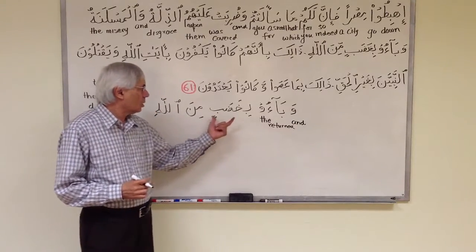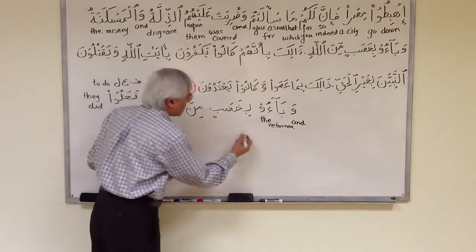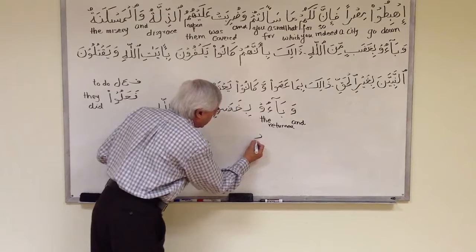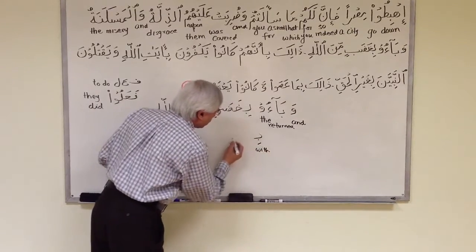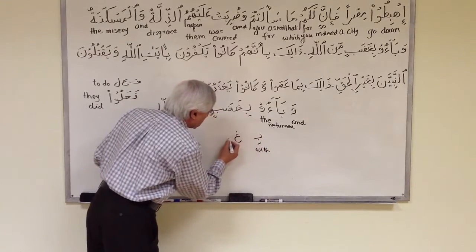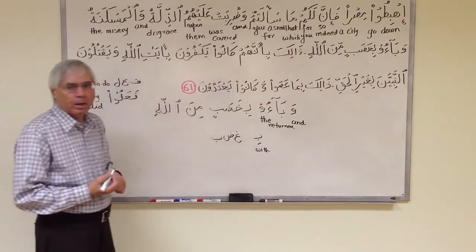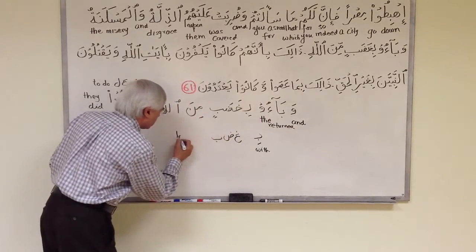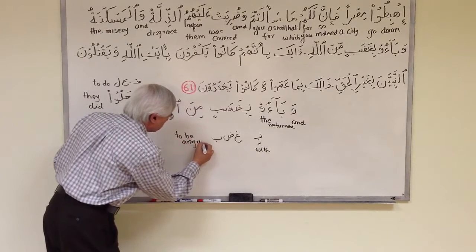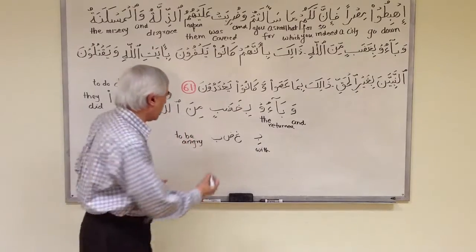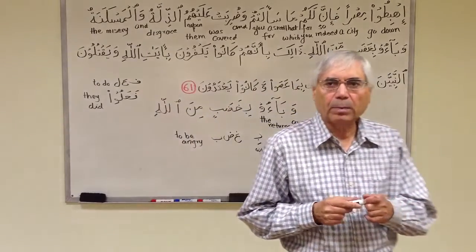What is the next word? Bi ghadabin. Okay? So it will become clear when we translate the next word. Bi means with. And the next word starts with Ghain, Dwad, and Ba. And this means to be angry. Ghadaba. Ghadab. Ghadaba means to be angry.